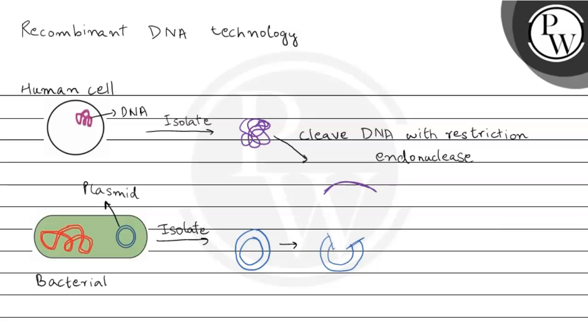Now this sequence can join with this sequence if we add an enzyme which is known as DNA ligase. So in that case, when we add a DNA ligase to this, the plasmid and the human cell DNA will fuse and we will get a recombinant DNA. So here we can see that the two DNA, that is the human cell DNA and the plasmid DNA have fused, and so this is known as the recombinant.